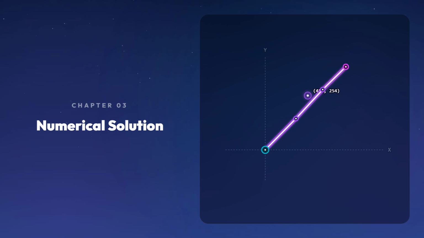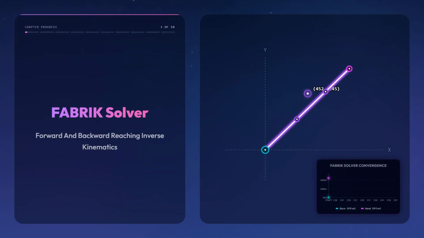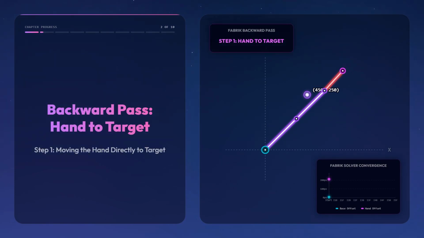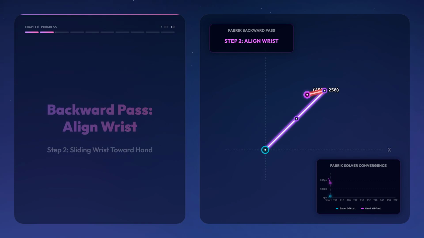One of the most elegant and visual numerical algorithms is FABRIK, which stands for forward and backward reaching inverse kinematics. First, we begin the backward pass. We start at the end effector and place the hand directly on the target coordinate. Next, we slide the wrist joint along the link direction pointing toward the updated hand, maintaining its constant segment length.